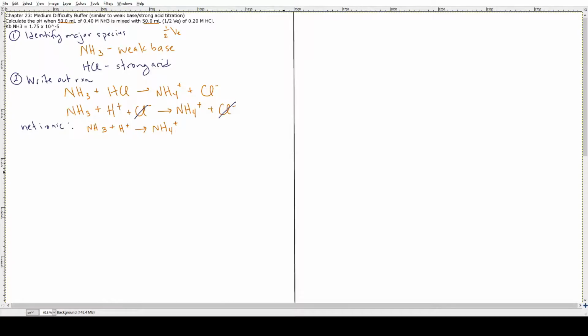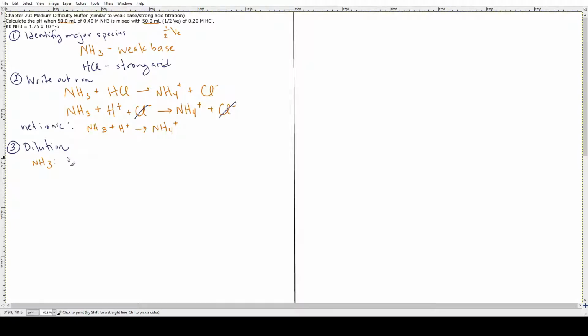All right, now let's, well, can I do the ICE chart yet? The answer is no, I can't do the ICE chart yet because these two things have been diluted. So I need to do a dilution first. I'll do this for both of them.